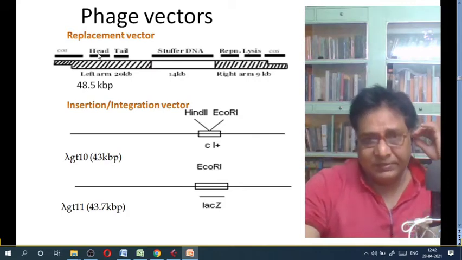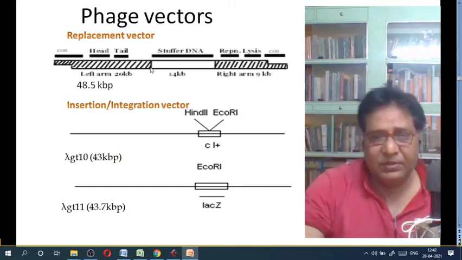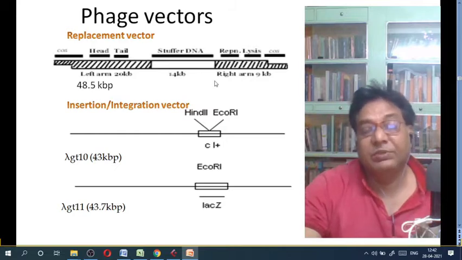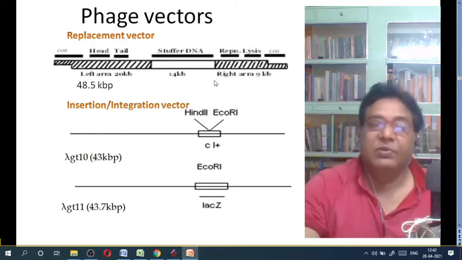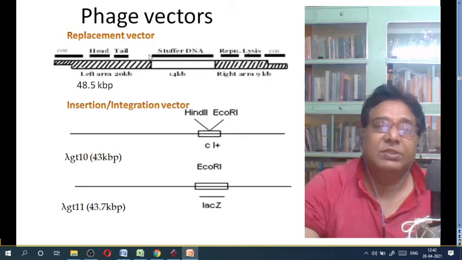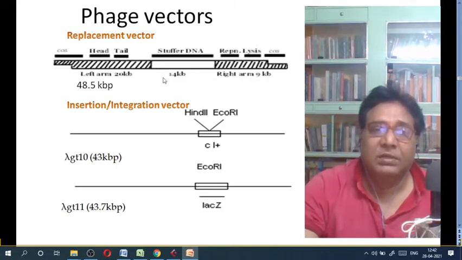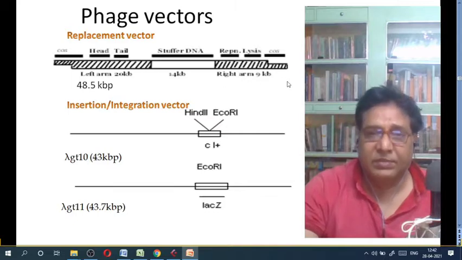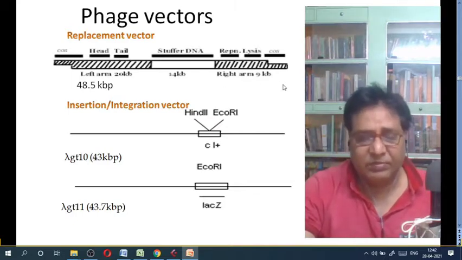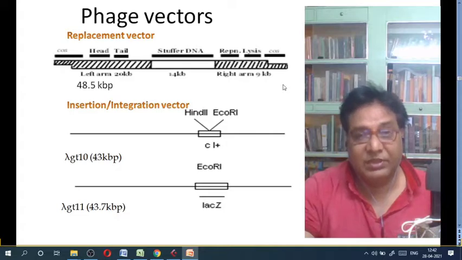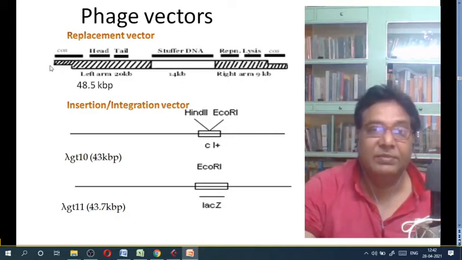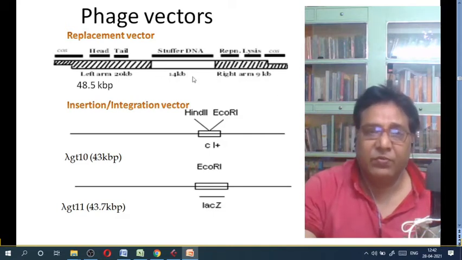So this is a replacement vector. It is called a replacement vector because you are going to replace this middle part with your desired gene of interest. For doing that, you need to have some restriction sites at this juncture. When you cleave with those sites, you generate 3 segments: the left arm, the middle part, and the right arm. So these are a mixture of DNA. You need to separate them by agarose gel electrophoresis and purify them. You need to elute the left and the right arm. You don't require the middle part.